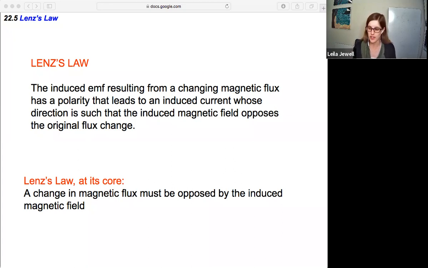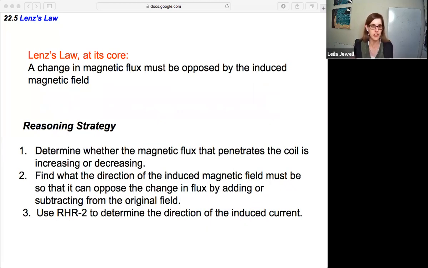There's a reasoning strategy that can help us out here. This comes from the textbook, and I appreciate the steps to follow. So the first step is you need to determine whether the magnetic flux that penetrates the coil is increasing or decreasing. Once you've figured that out, we know that we would need to oppose the change in magnetic flux. So if it's increasing, we'll need to act against that. If it's decreasing, we'll need to support it.